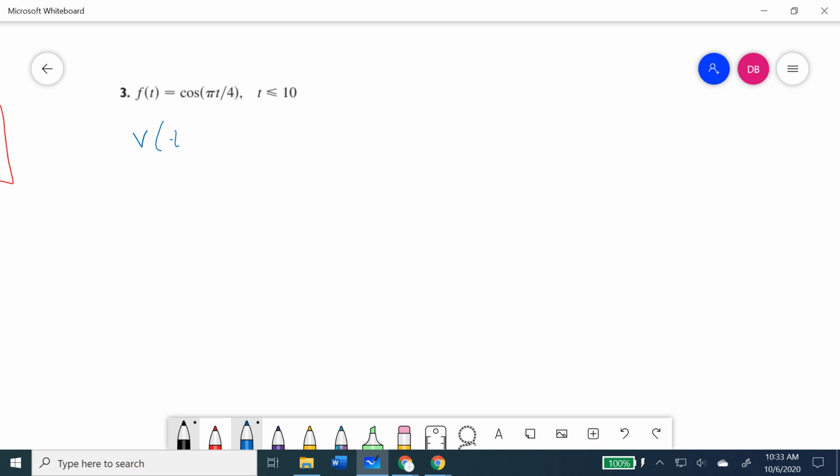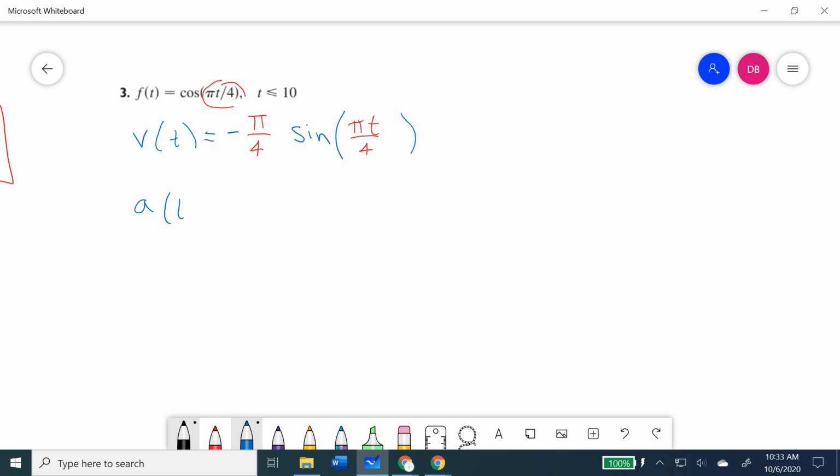Velocity will be the first derivative. The derivative of cosine is negative sine, and then I've got the baby function inside of cosine. I realize I'm chain ruling, but I start with the mommy function's derivative, then give mommy her baby, and multiply by the derivative with respect to time of that baby, pi over 4. I've got velocity.